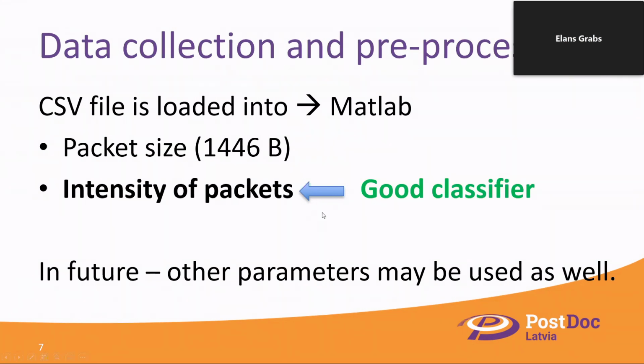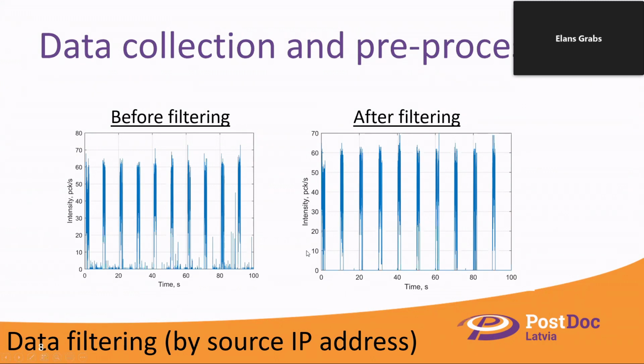As a classifying parameter, we have used the intensity of traffic packets, which showed to be quite a good parameter, but other parameters can be used in future as well, so the software can be improved. For network traffic, it collects every packet from every connection, and we need to perform filtering by using, for example, source IP address to select only packets relevant to the stream.